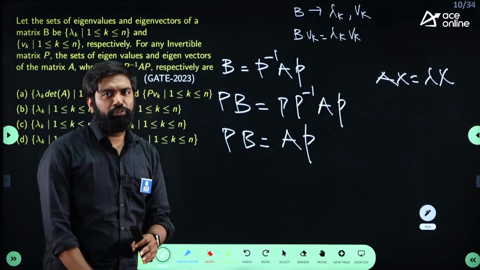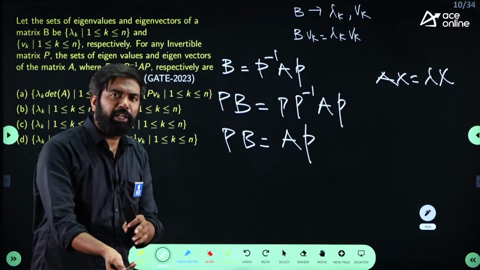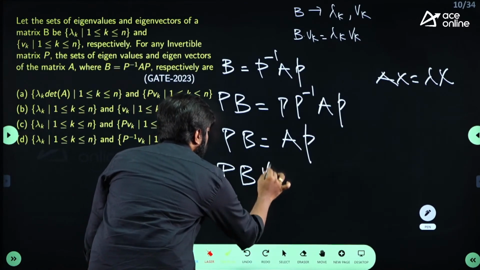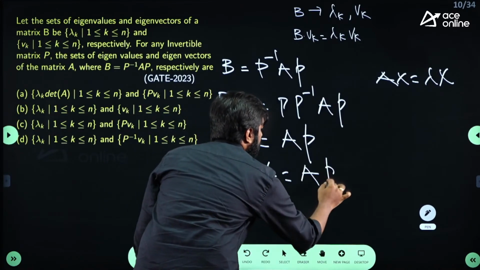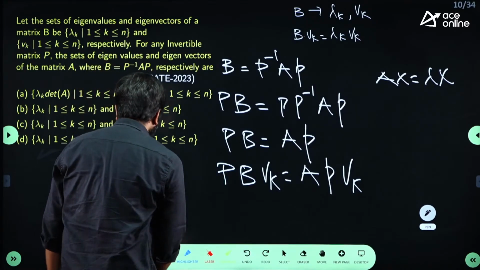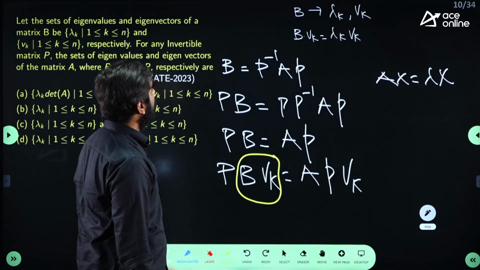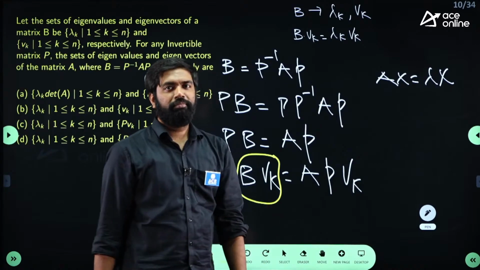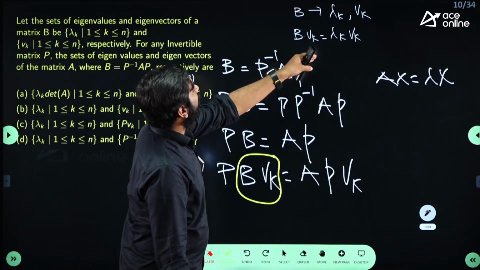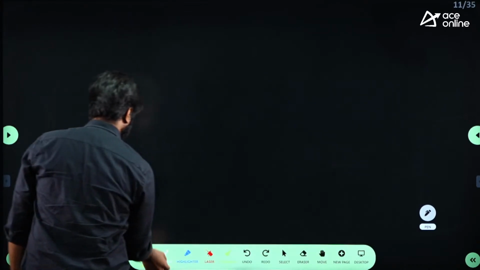I hope this is clear so far. What next? Let's multiply Vk on both sides, where Vk is nothing but a vector. So this is P B Vk equal to A P Vk. I have multiplied Vk on both sides. Now observe this term, BVk. What would be the substitution for BVk? From this, BVk is simply lambda k Vk. Okay, so let's go to the next page.